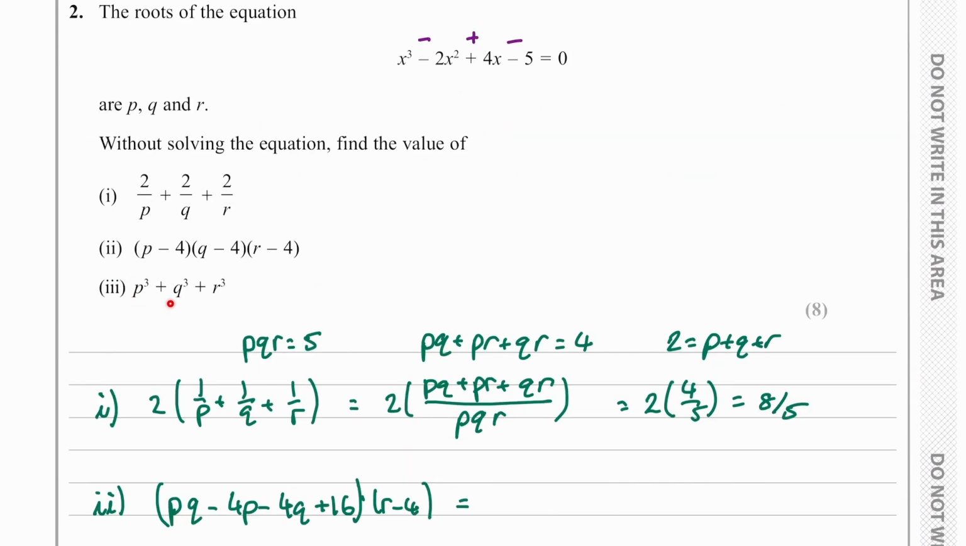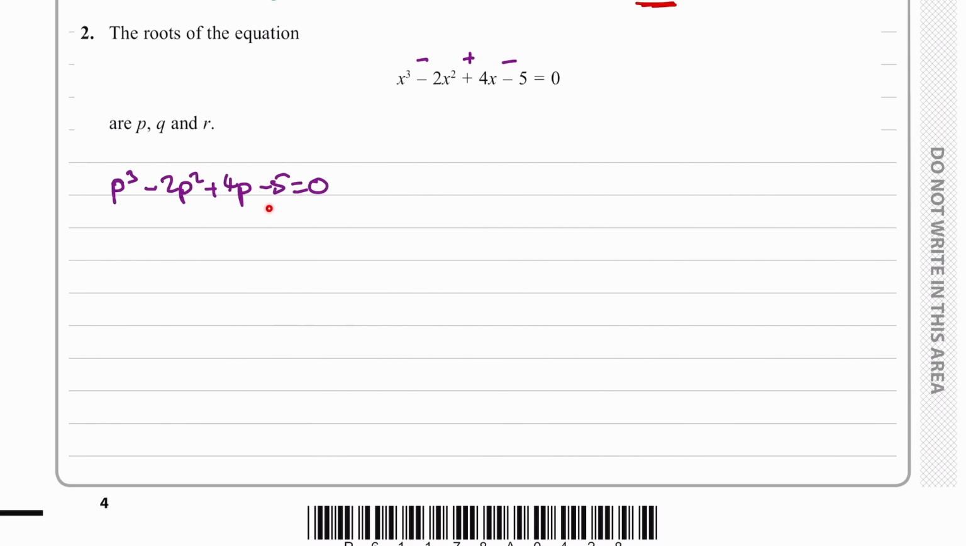For part C, there's a couple of ways of doing this. The way I'm going to do it is I'm going to substitute p, q, and r in place of x for this expression. So we'll get this when we substitute in p, this when we substitute in q, and this when we substitute in r.